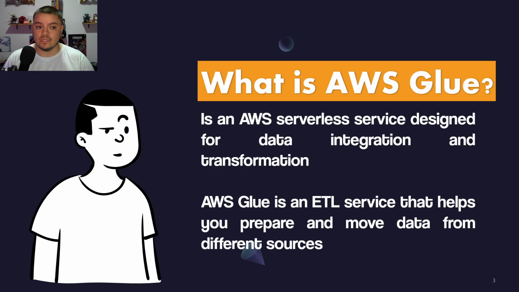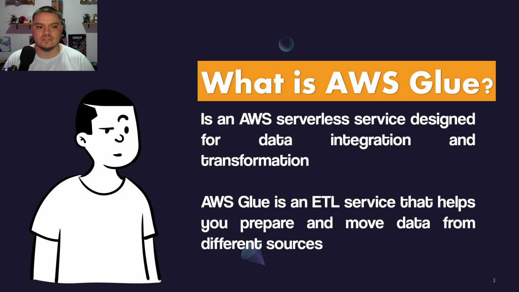If you ever work with data, you know that moving, cleaning, and preparing it for analysis can be a complex process. This is where AWS Glue makes the job easier. AWS Glue is an ETL tool that helps to extract, transform, and load the data. This allows you to efficiently prepare and move the data from different sources to a data lake or data warehouse without managing any servers. Since it's a fully managed service, you don't have to worry about the underlying infrastructure.